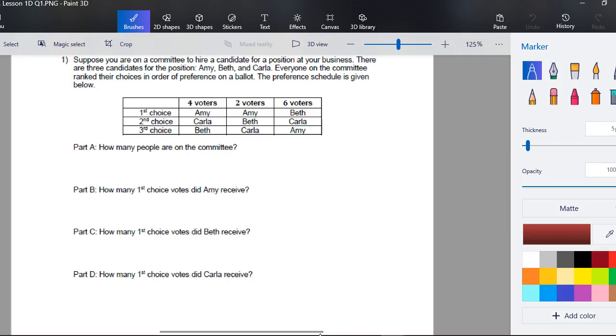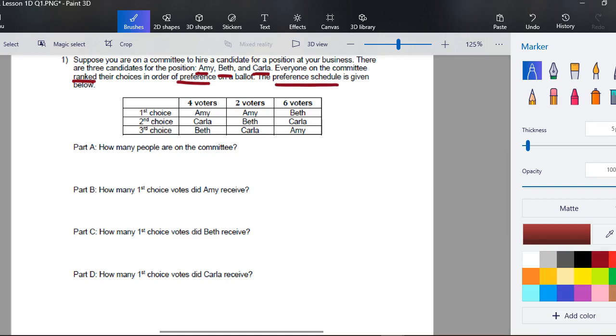Question 1, suppose you're on a committee to hire a candidate for a position at your business. There are 3 candidates for the position, A, B, and C, Amy, Beth, and Carla. Everyone on the committee ranked their choices in the order of preference on a ballot. The preference schedule is given below.